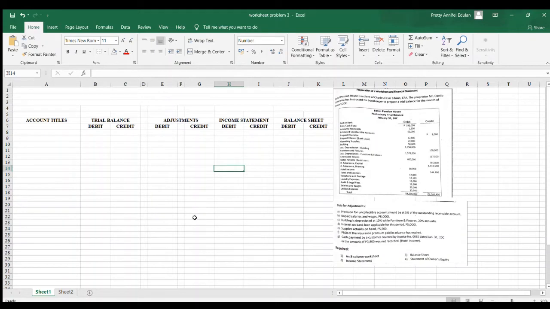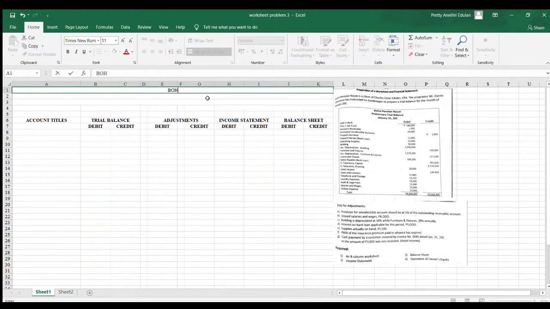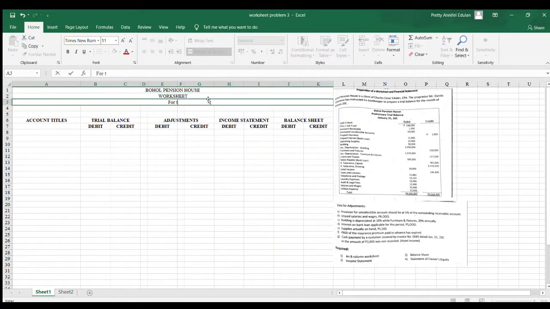So good morning everyone. We will solve the problem on Bohol Pension House. So first thing to do is make the headings of your worksheet. So this is worksheet, then the date or the year ended January 31, 20C.